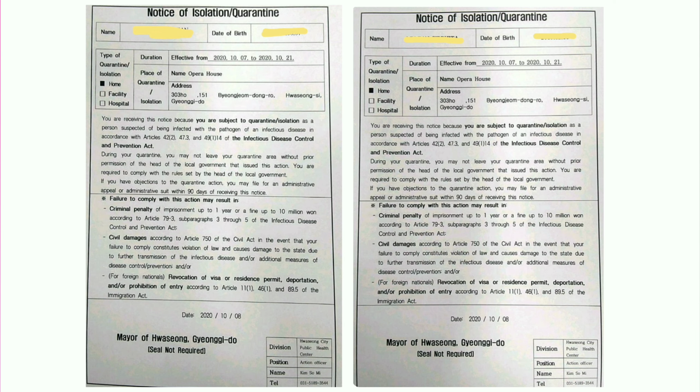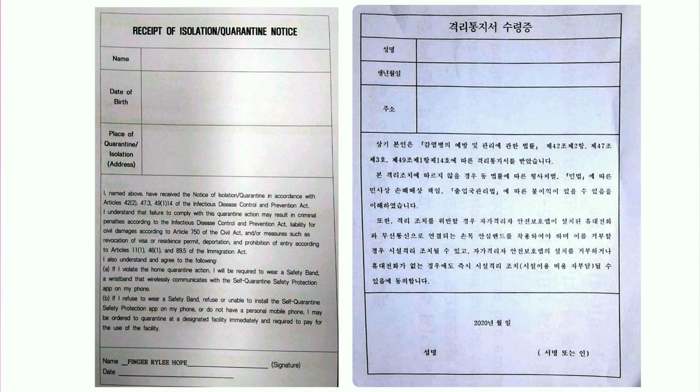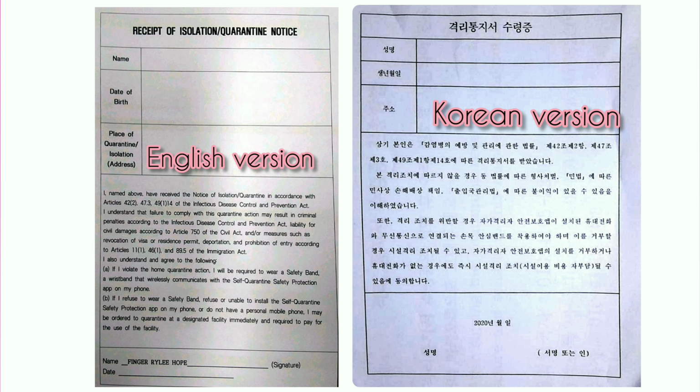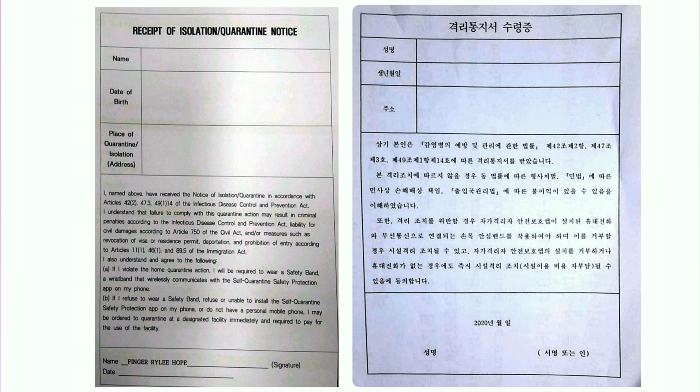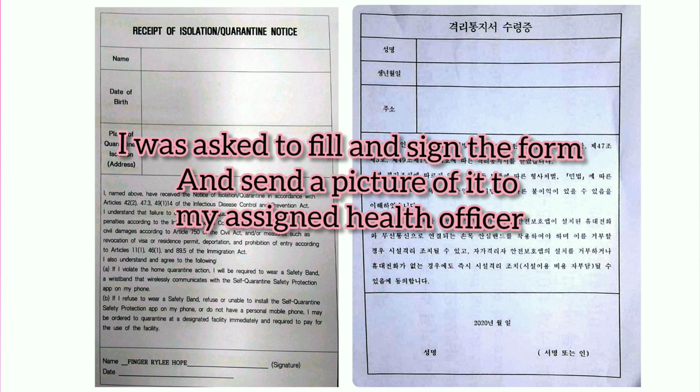Now, I was not given the notice of isolation at the airport. I received the form with the quarantine care package in my self-accommodation, which was sent by the health center. Also do not panic if you get a Korean version of the isolation form, since I was issued one English version but I received a Korean form, so it is the same, you don't have to panic.